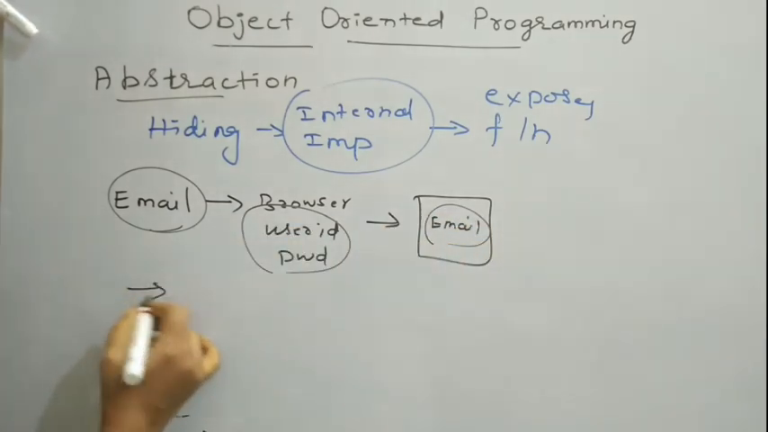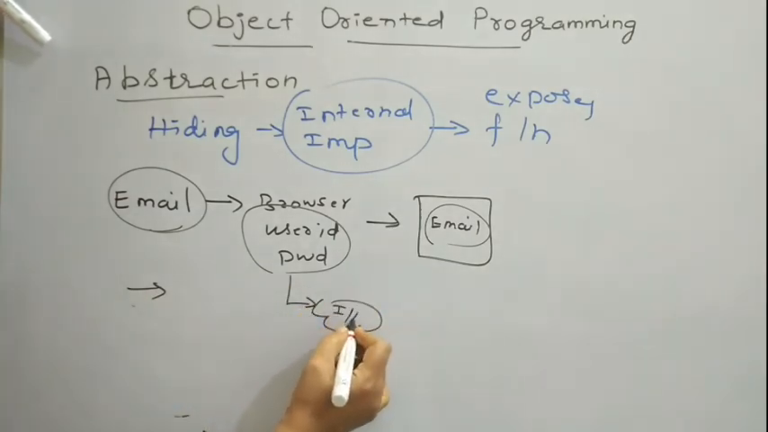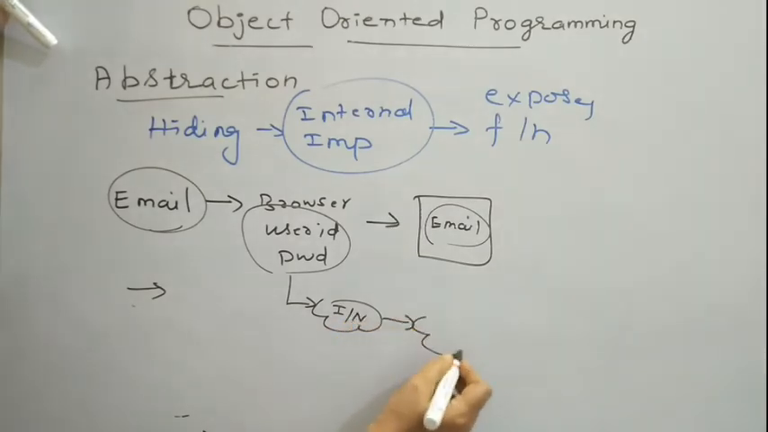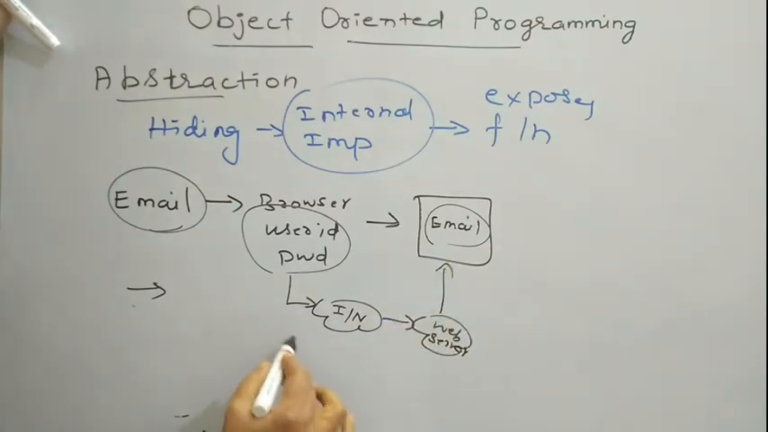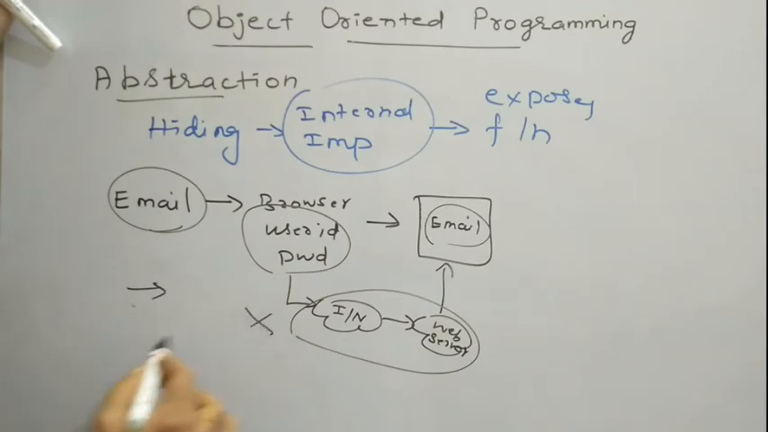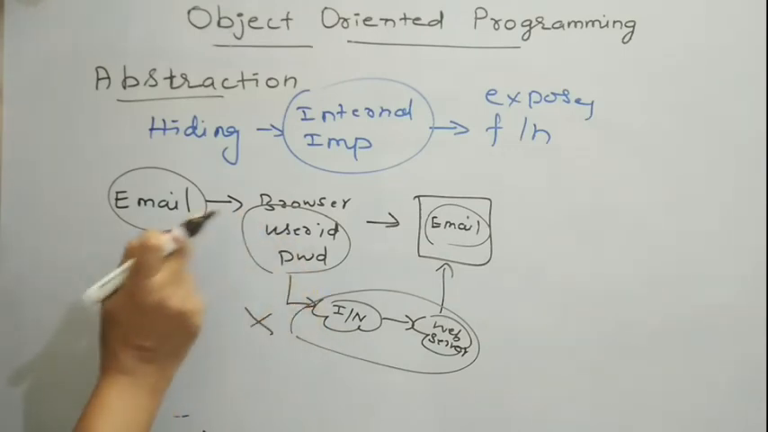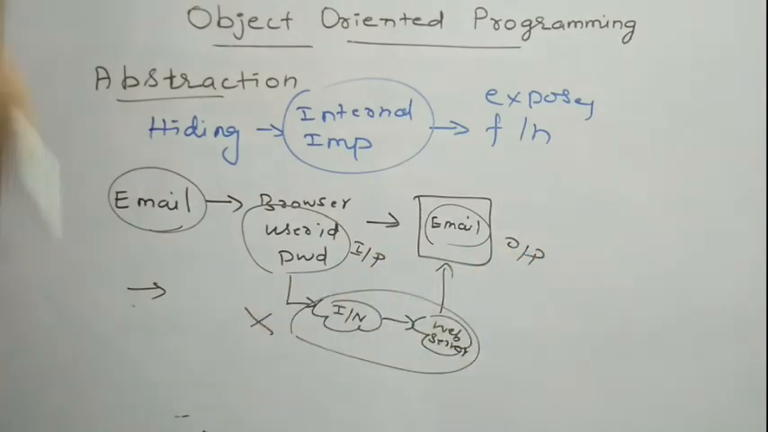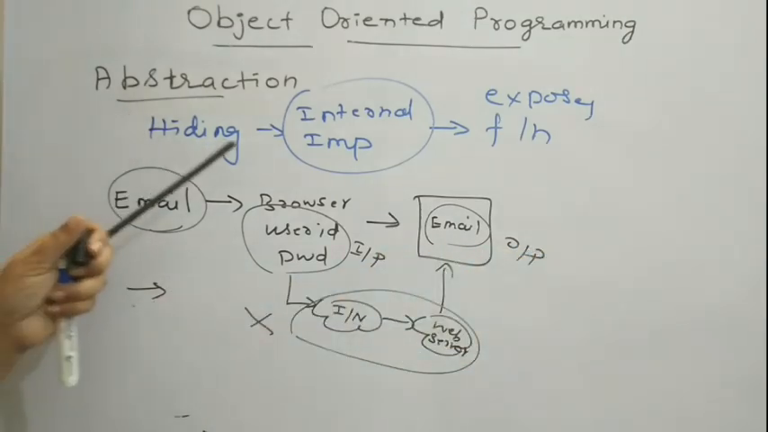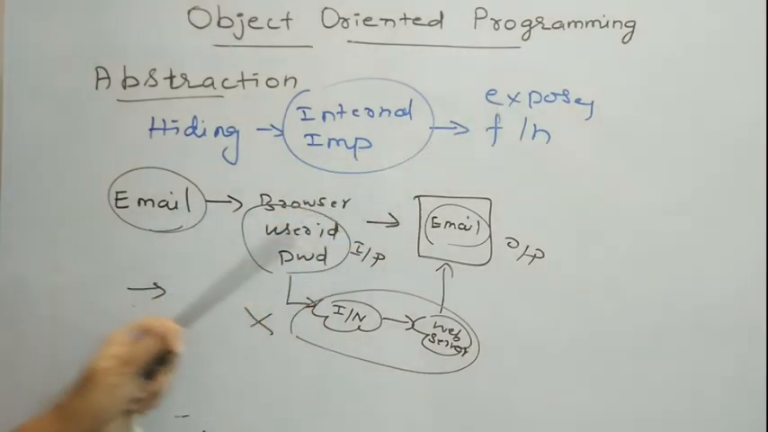The internal details: the user ID and password are given through the internet to our web server. The web server will authenticate the user. After authentication, it displays this output. This implementation detail is completely hidden. The user may not know how it forwards the request. We only know the functionality and our inputs, and what will be my output. So abstraction is the process of hiding the internal implementation detail, only exposing its functionality.